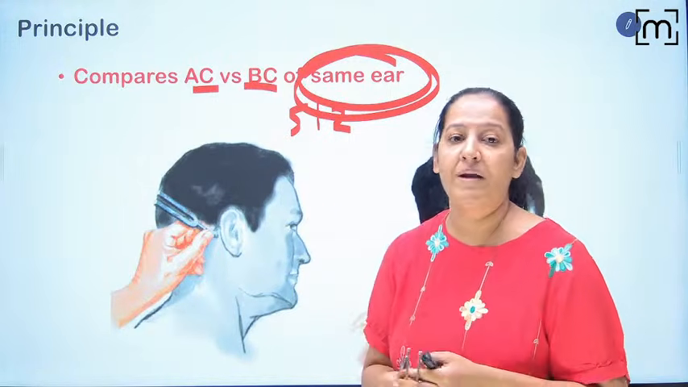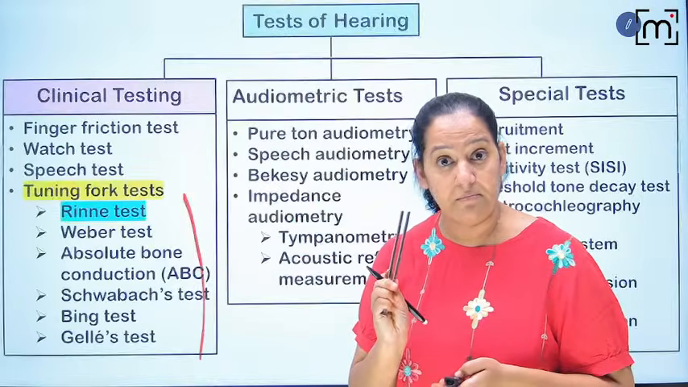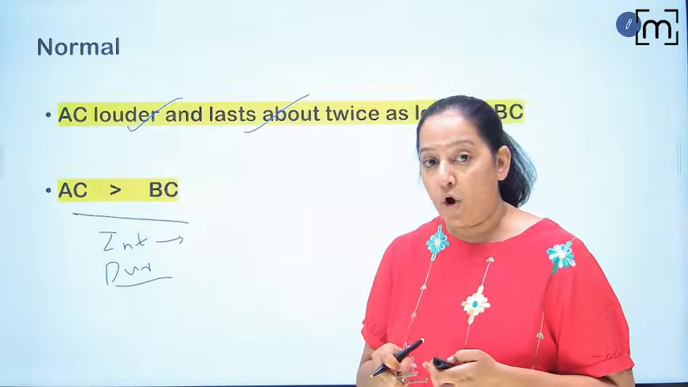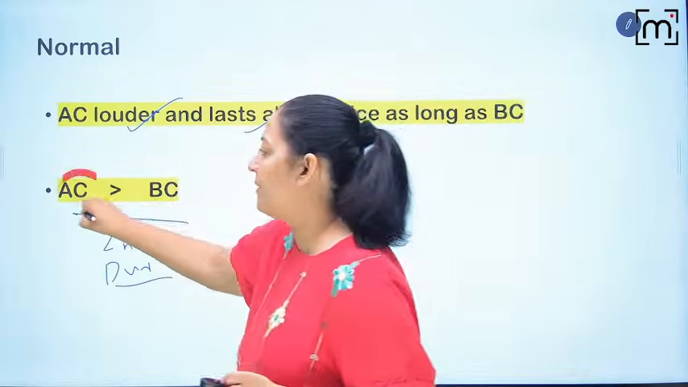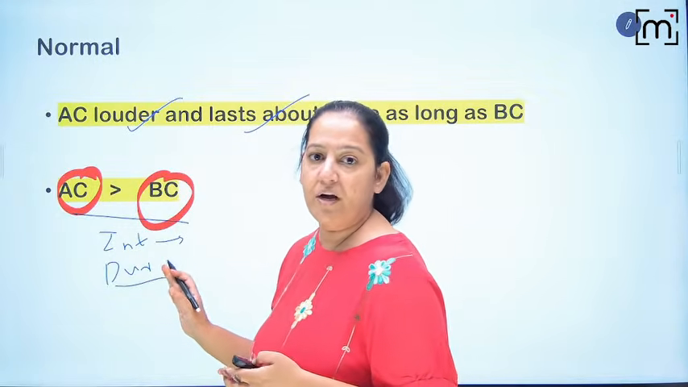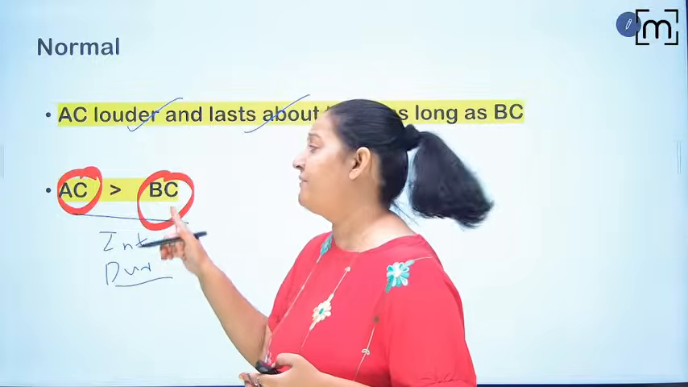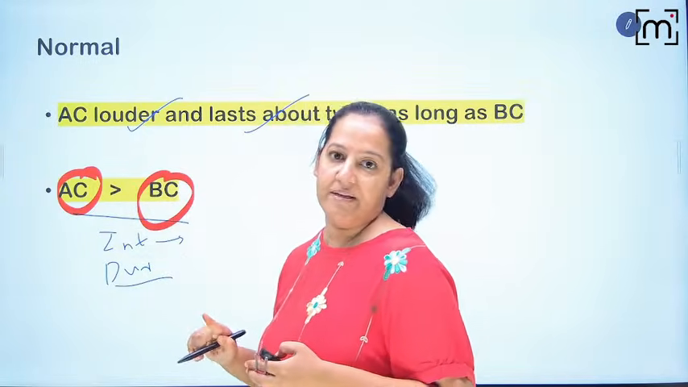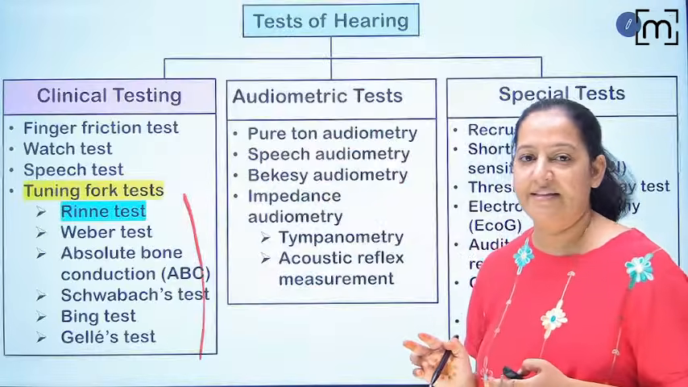Normally is what? Don't forget the normal, people. Normally AC is greater than BC. How? I have already explained to you. Air conduction is more than bone conduction. Yes or no? So first we perform BC and after that we perform AC, and let's see their length.